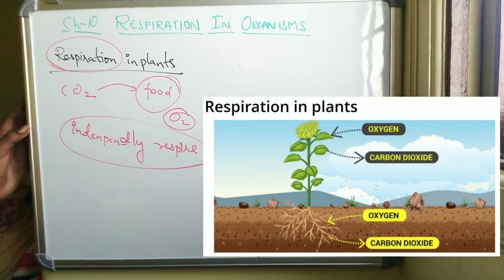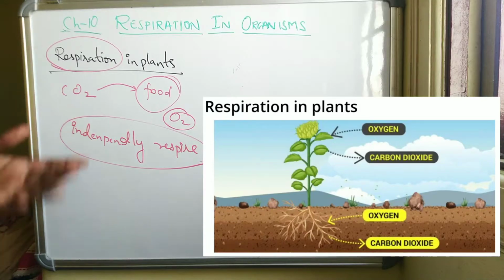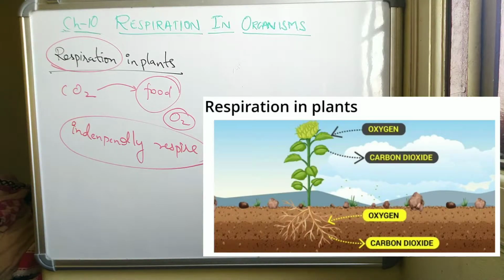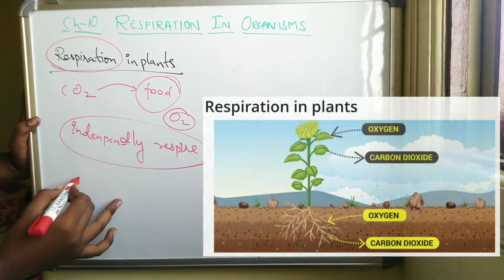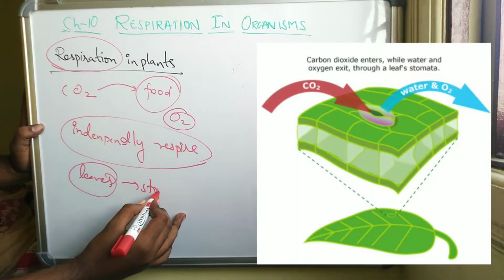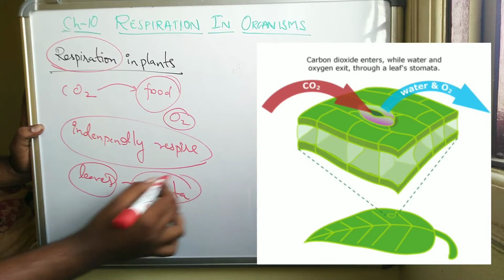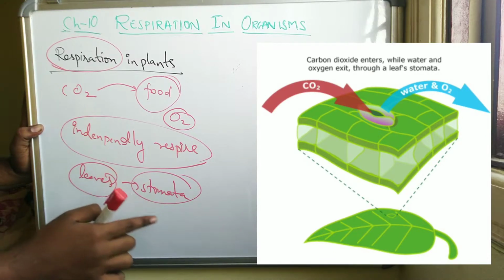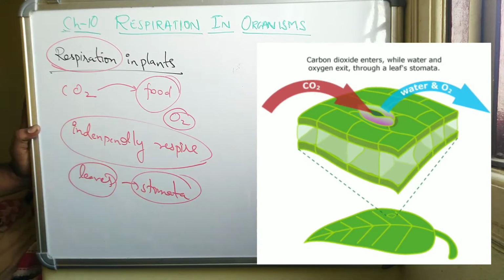We all know that exchange of gases happens through the stomata. So the leaves of the plants have stomata. Leaves contain stomata, which are nothing but small pores, we can say, right? So exchange of gases happens here in the leaves.